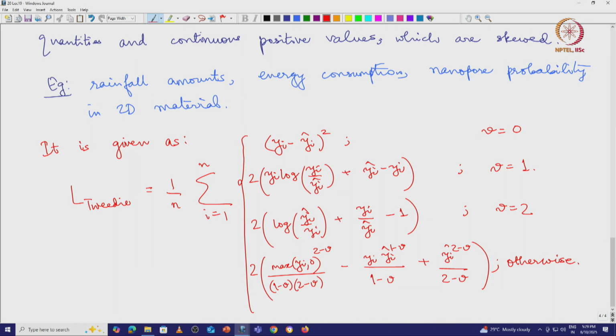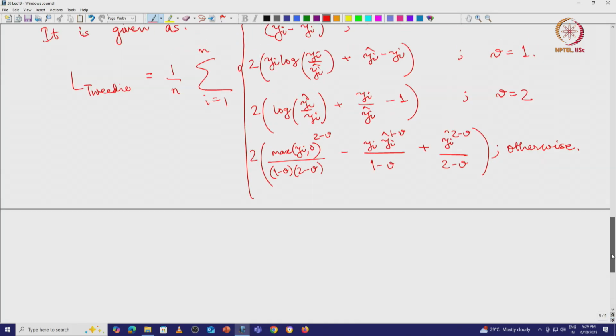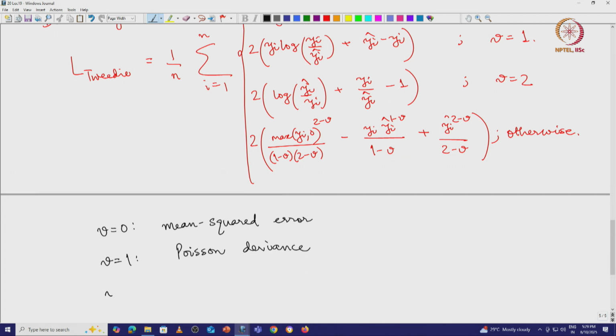Okay. So, it is a fairly complex family of distributions, and like I said, I want to reiterate, v equals 0 corresponds to the mean squared error, v equals 1 corresponds to the Poisson deviance, and v equals 2 corresponds to the gamma deviance.